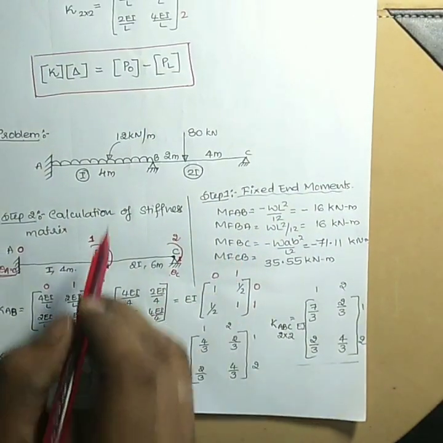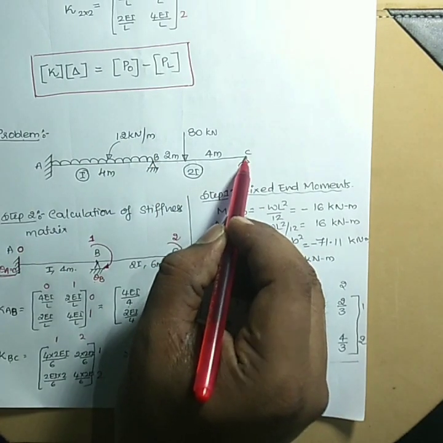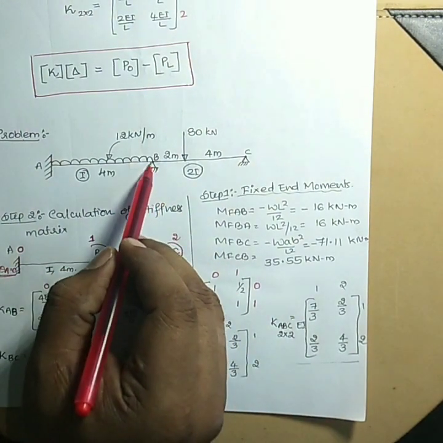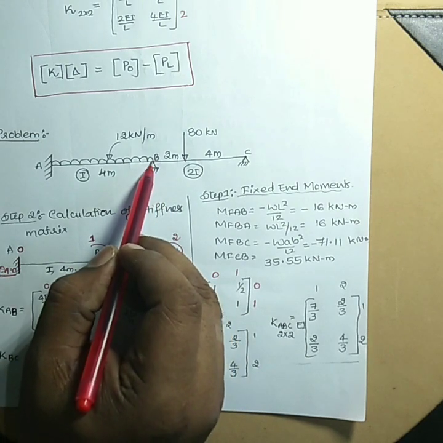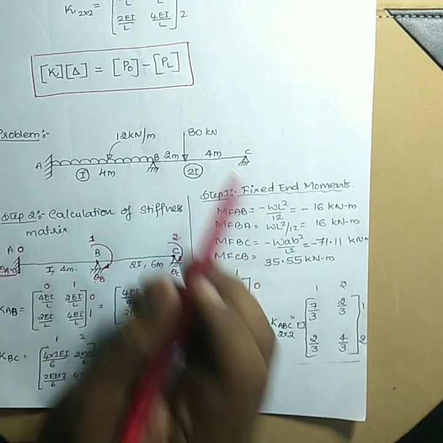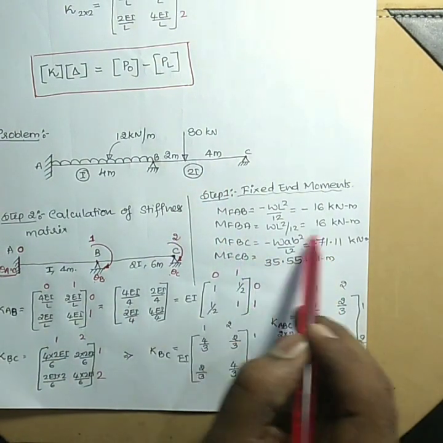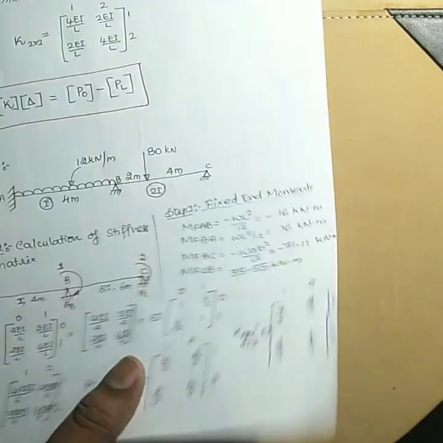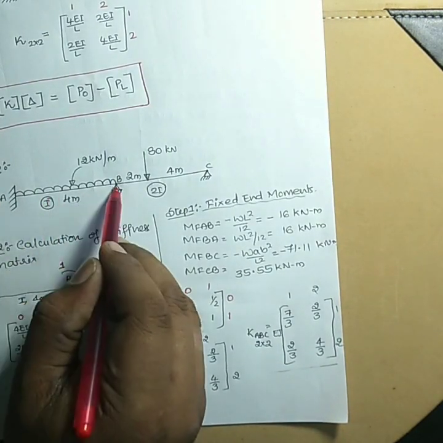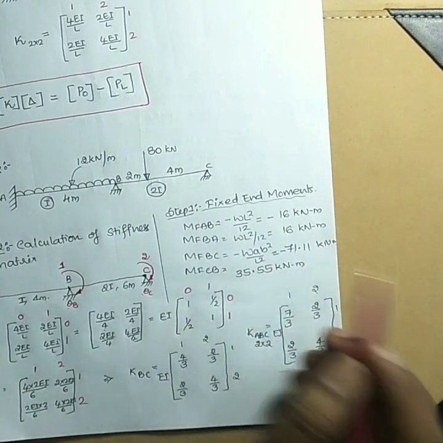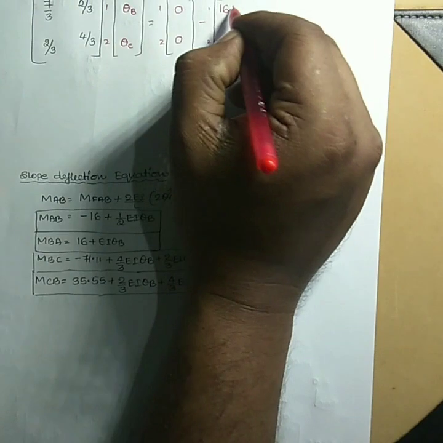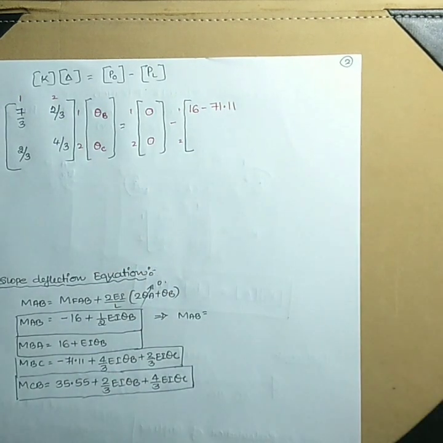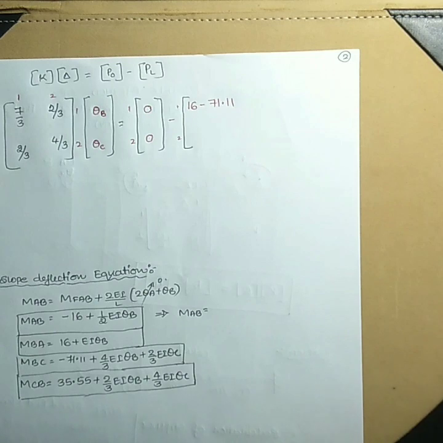My first direction is point B, my second direction is point C. How many fixed end moments are acting at point B, that you have to add and write there. For example, at point B you have two fixed end moments, MFBA and MFBC. MFBA is 16, so in direction 1 you have plus 16. The second one is MFBC, which we already wrote, it is minus 71.11. Okay, so this is in our direction 1.